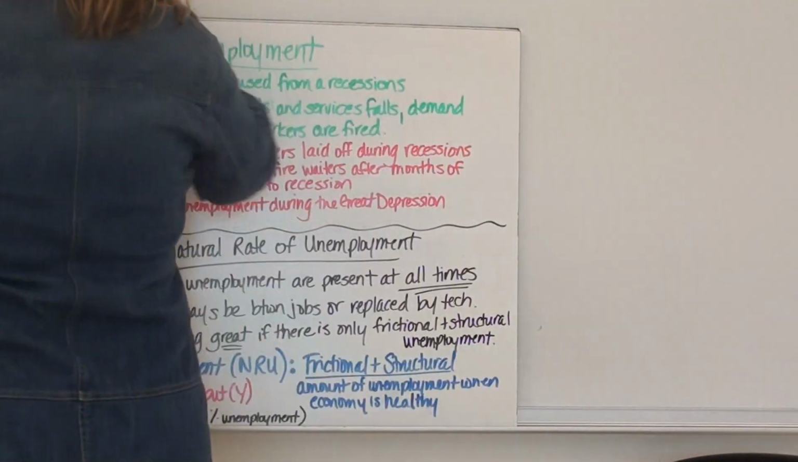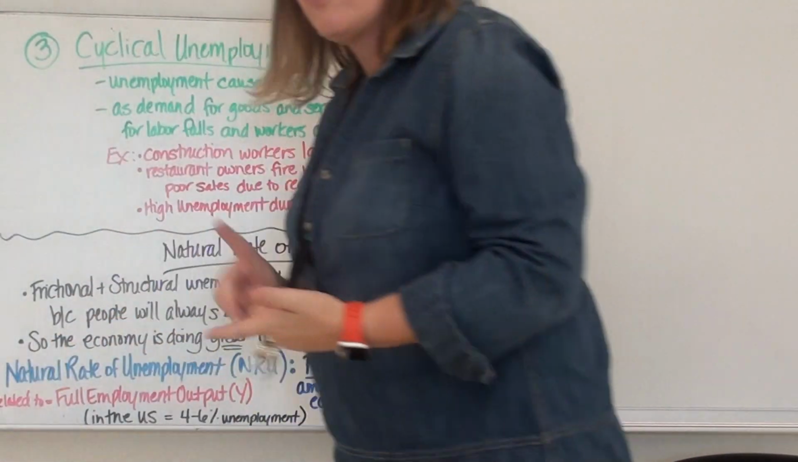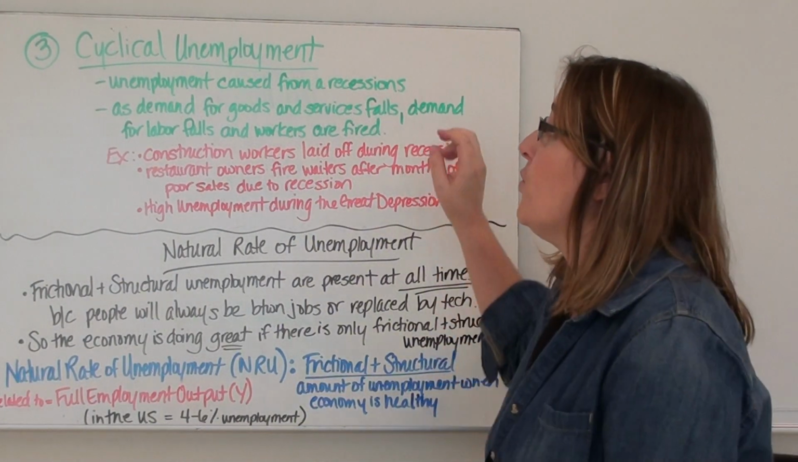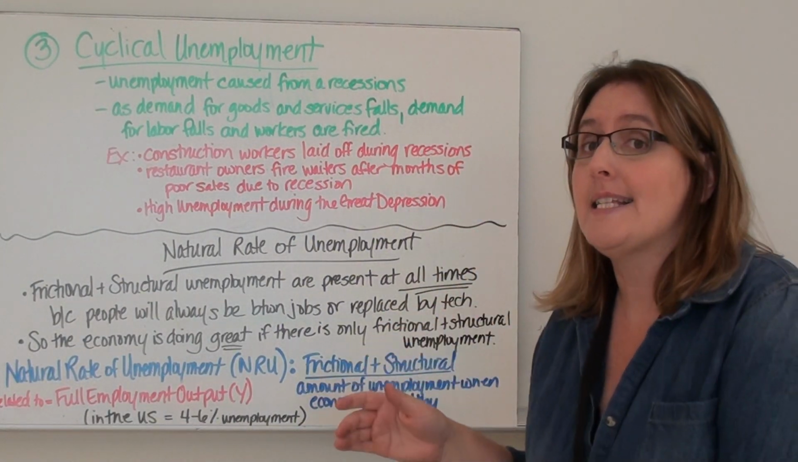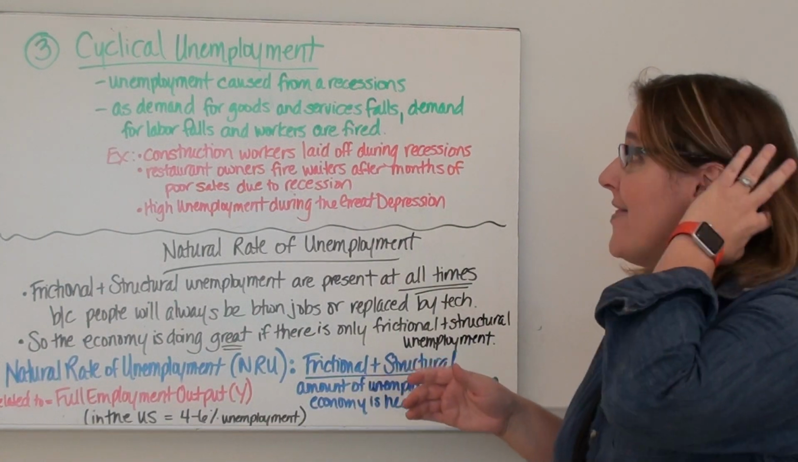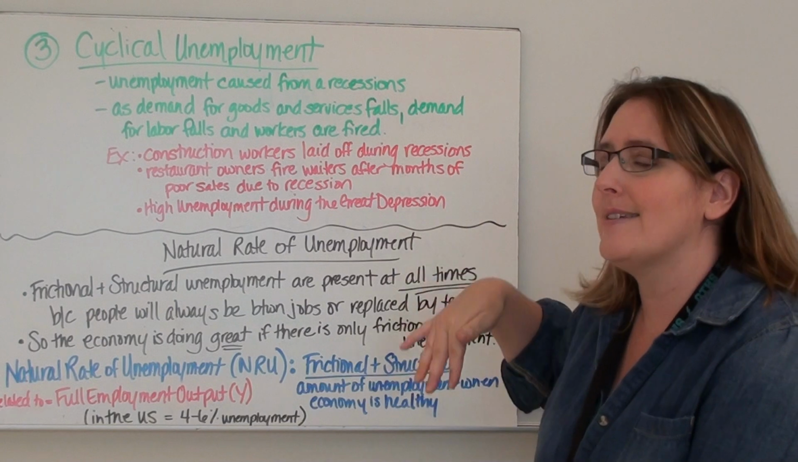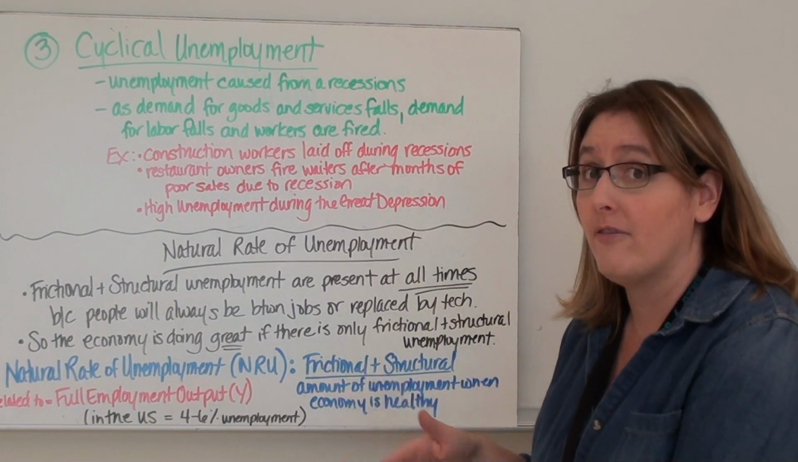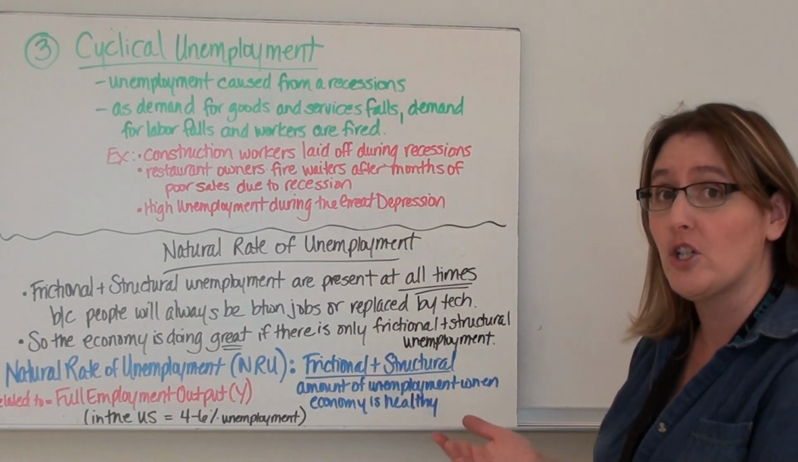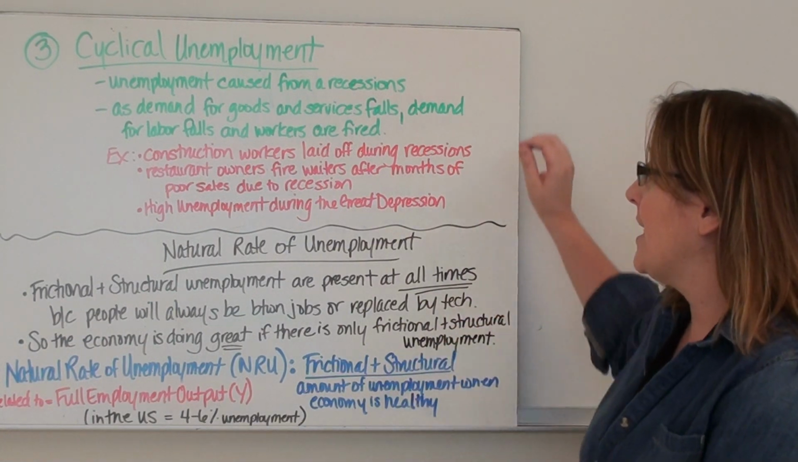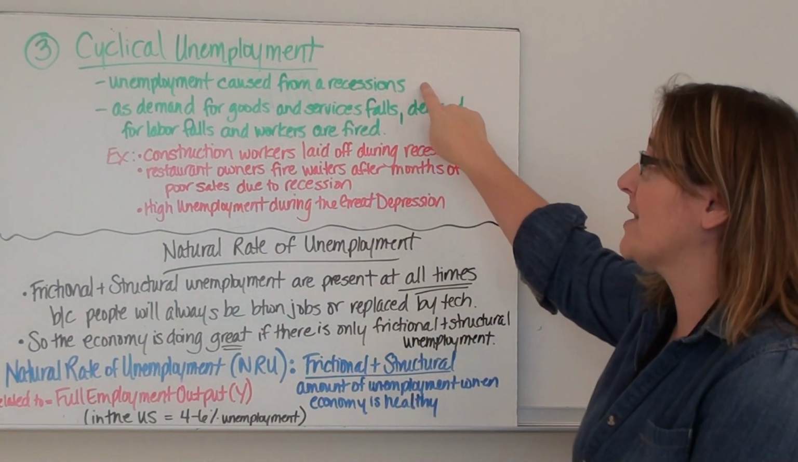So the first type of unemployment is frictional, and the second one is structural. The third one is cyclical unemployment. And this gets its name from the business cycle. When the business cycle is in a downturn and we're down in the trough and we're not producing as much as we should be producing, then we're going to have cyclical unemployment. This is unemployment caused by recessions.